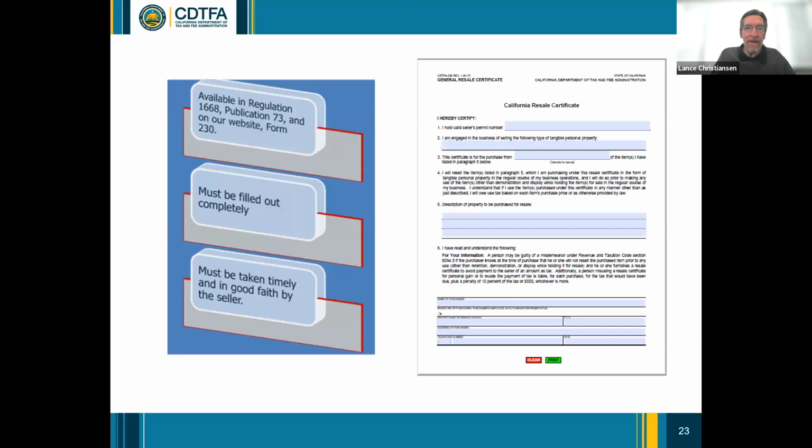Now we have one. You don't have to use ours, but you can go to our website. It's Form 230. As you can see, just fill in the blanks. And when you're done, you can print it out and hand it over to your vendor. But you can make your own as well, or you can get them in any business supply store. As long as it has those things that I went through, then you'll have a perfectly good resale certificate.